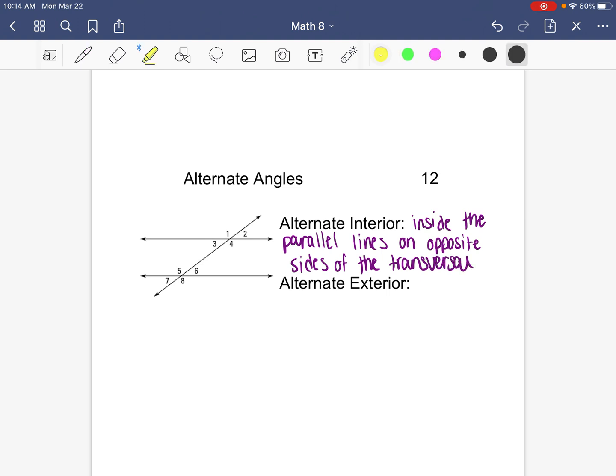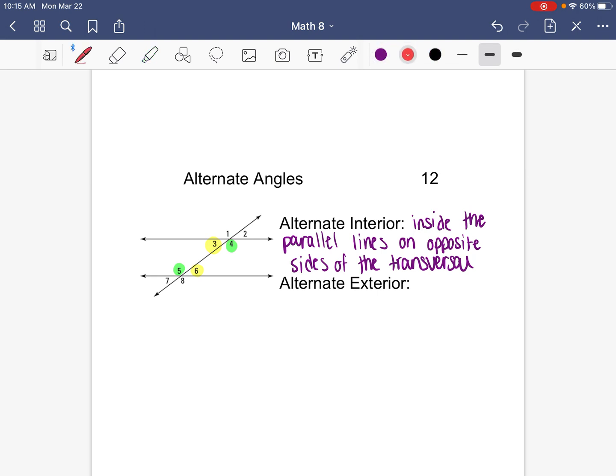So what this looks like in our picture is they are inside the parallel lines, so angle 3 is interior, but they are on opposite sides of the transversal, so angle 6 has to be our alternate interior pair. That leaves one other pair, which is angle 4 and angle 5.